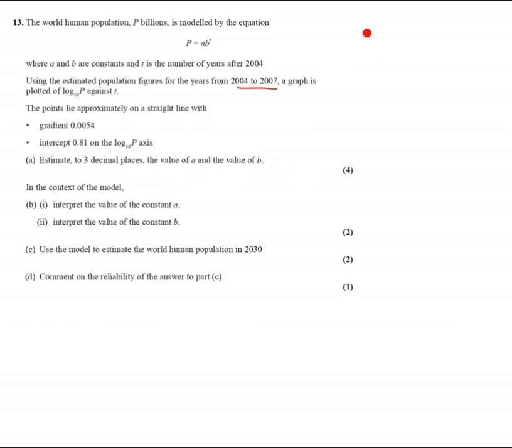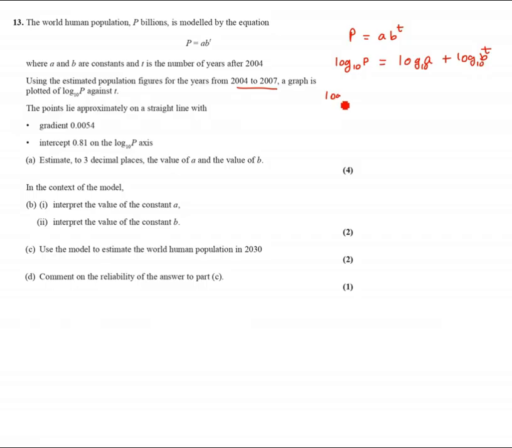Okay, so first let's start with this model, p equals a b to the power t. Now if we take log on both sides, so log p to the base 10 equals, and then we can apply the log identity here, the log formula. So this becomes log a plus log b to the power t. Okay, and the base is 10 for all of them.